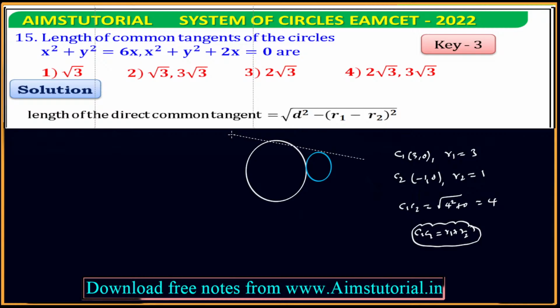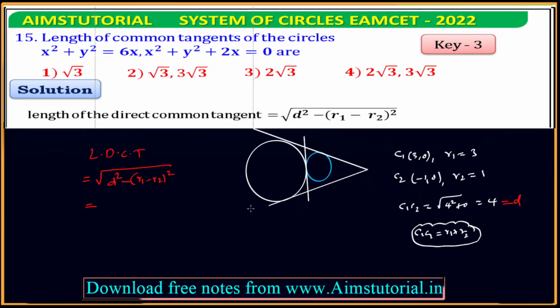So these are the direct common tangents. Okay, and this is our common tangent. So we have to find the length of the common tangents, meaning the length of DCT. So what is the formula for the length of DCT? Length of DCT is root over d square minus (r1 minus r2) whole square. So d means C1C2, this is our d, which is 4.